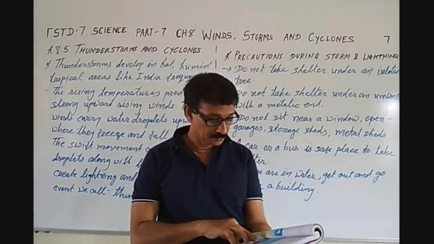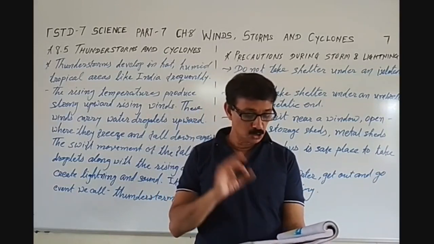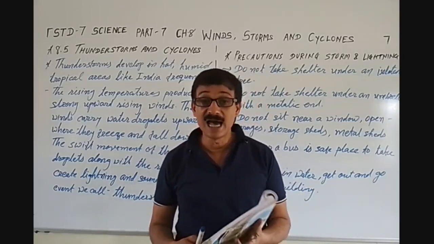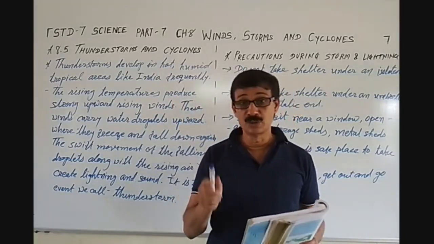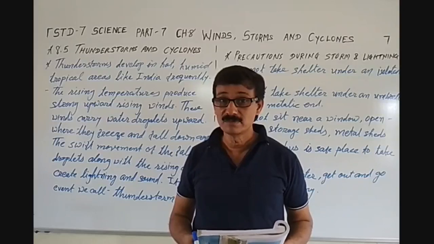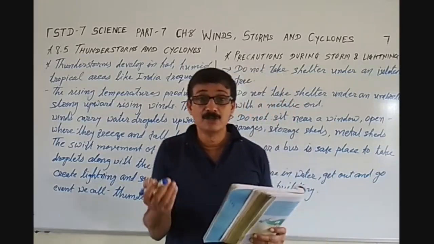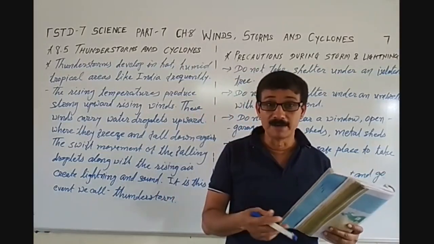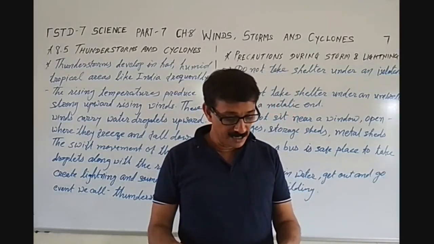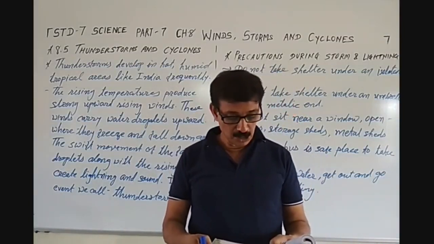A car or a bus is a safe place to take shelter. Why? Because the tires are made of rubber, and that is why a car or a bus is a safe place to take shelter.